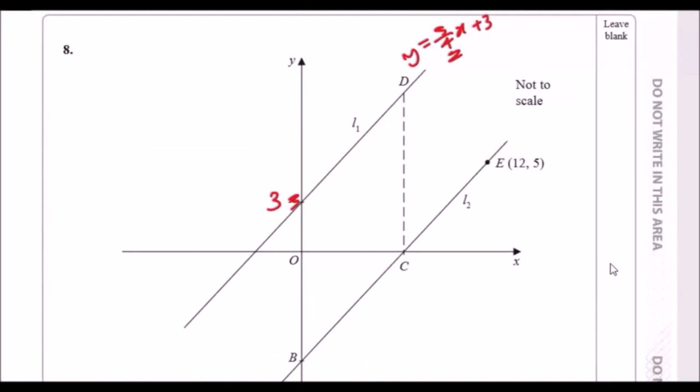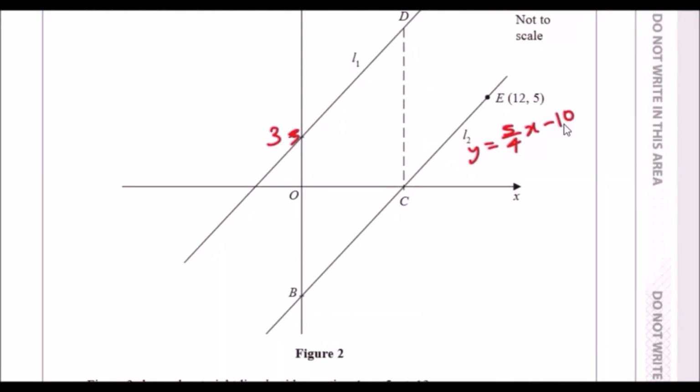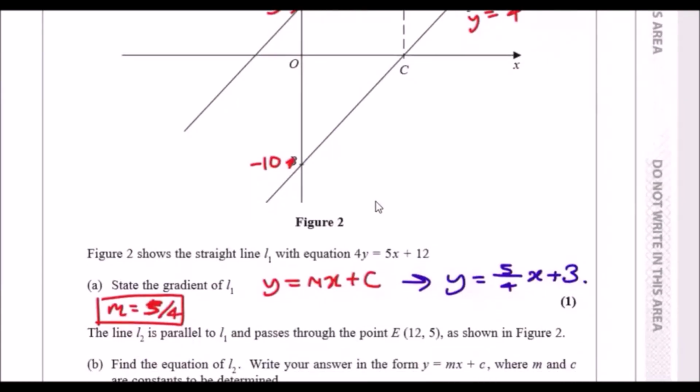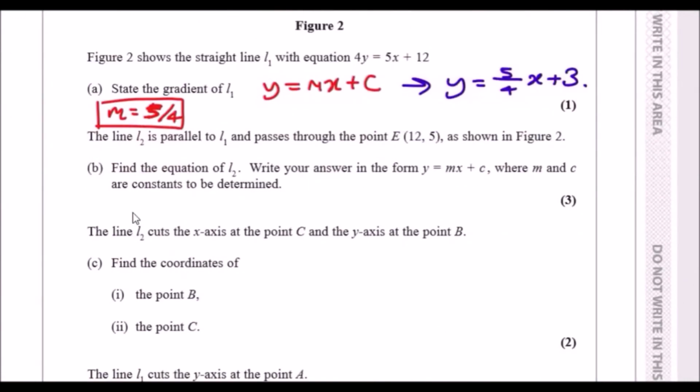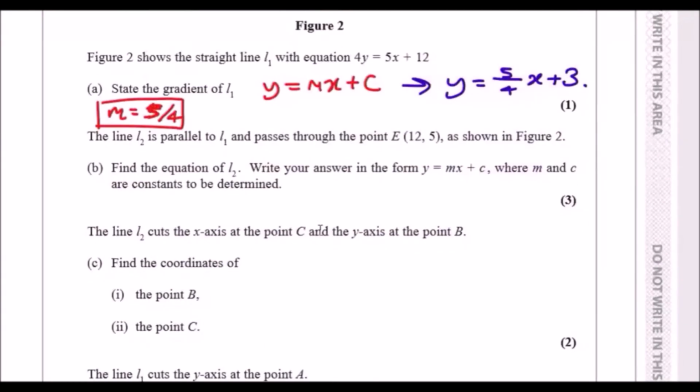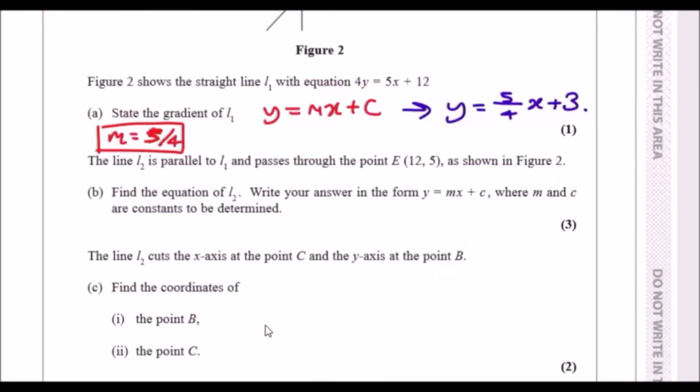If we put this over here, it actually helps when you always update your graph so you can compare. You can see that this line is exactly 13 units down, because that's the difference between 3 and minus 10. And the y-intercept is minus 10. So it hits the y-axis at point B at minus 10. Trust me, this is going to help a lot. Okay, so next one. The line L2 cuts the x-axis at point C and the y-axis at point B. So that's these 2 points here. We already solved one of them. Find the coordinates of B. Well, B we just did.